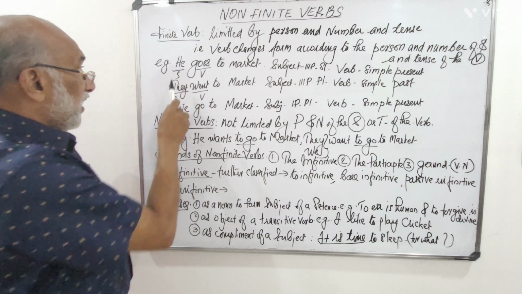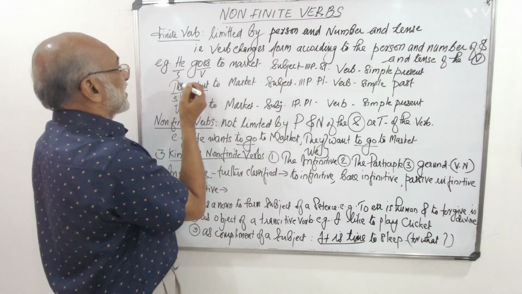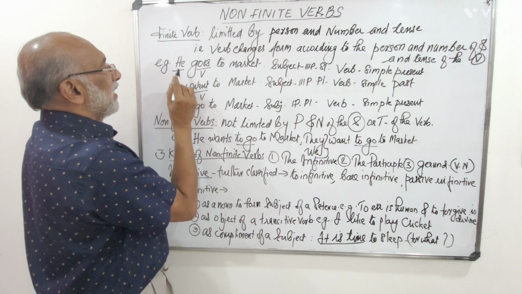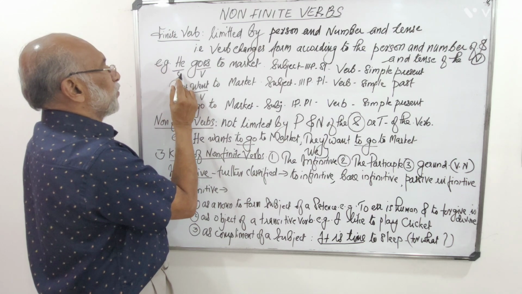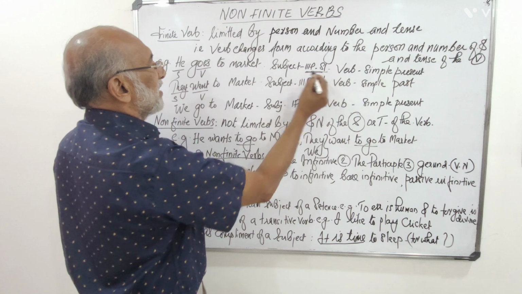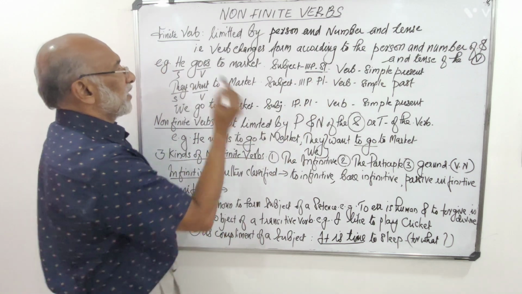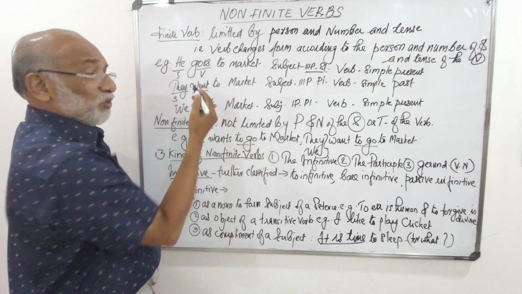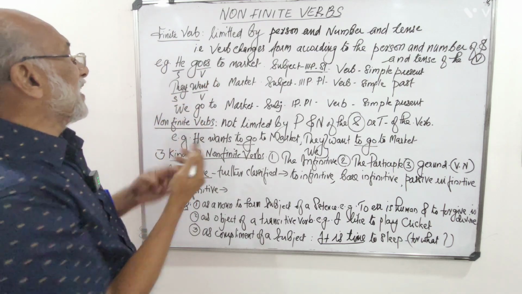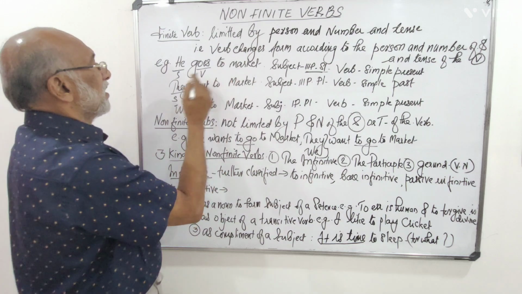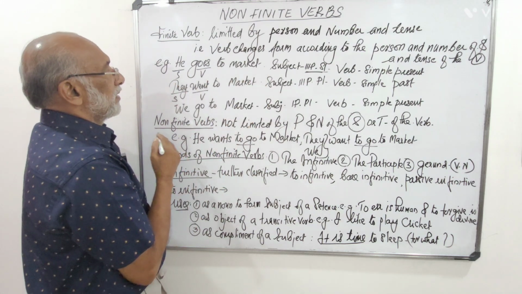Example, see. He goes to market. Here the subject is he, and that is third person singular. What about the verb? Simple present. We have used the -es form of the verb as the subject is third person singular. Okay, goes. He goes to market.